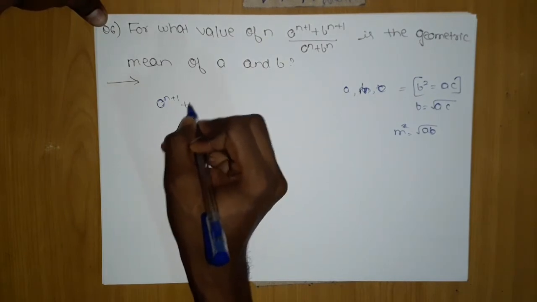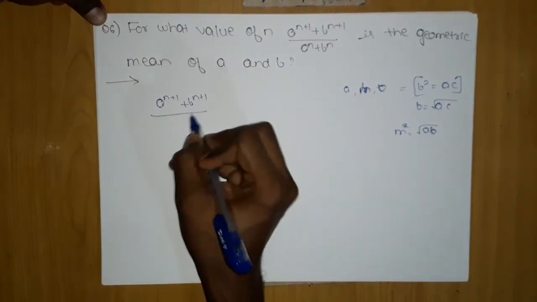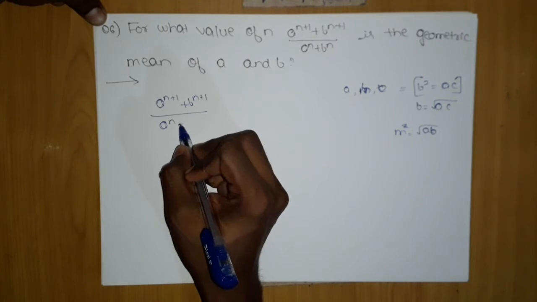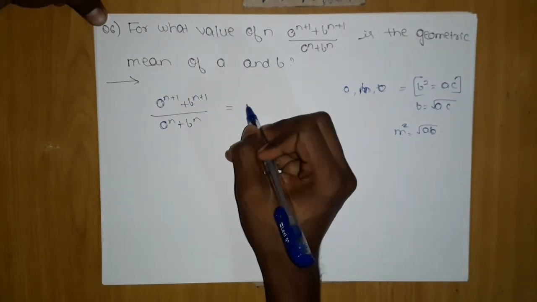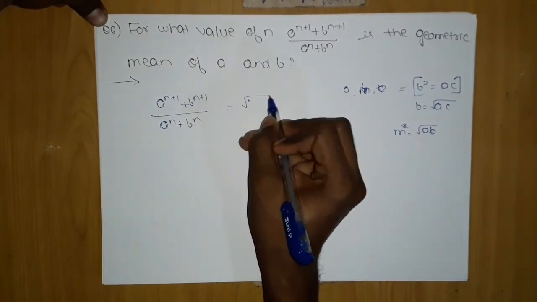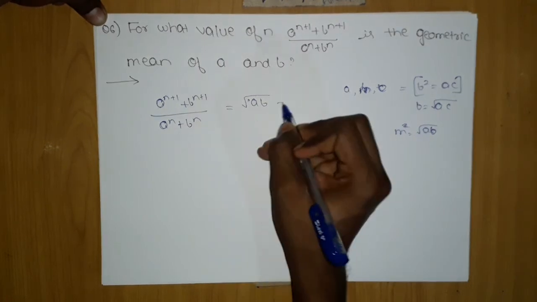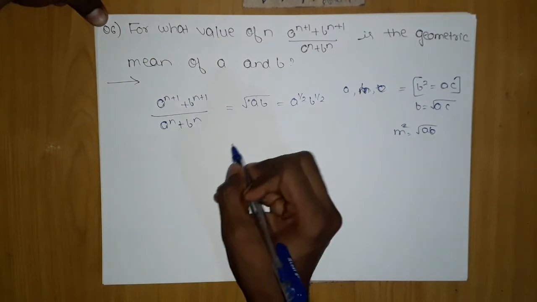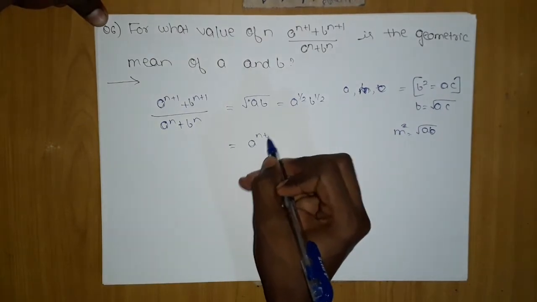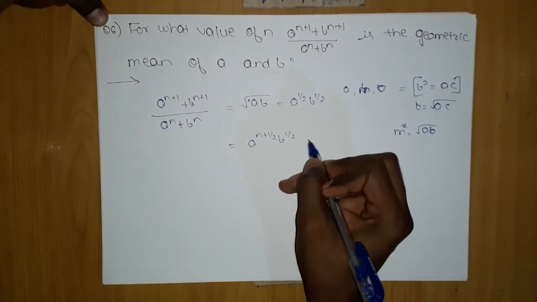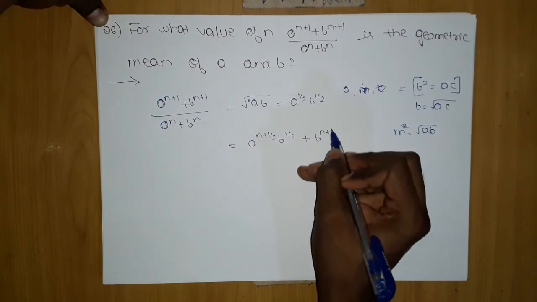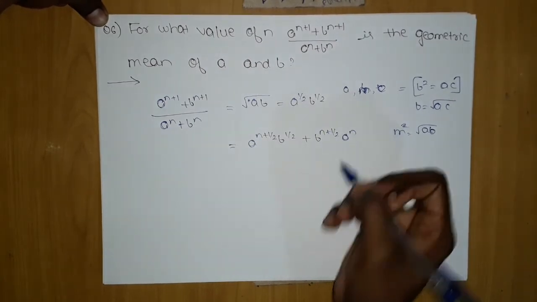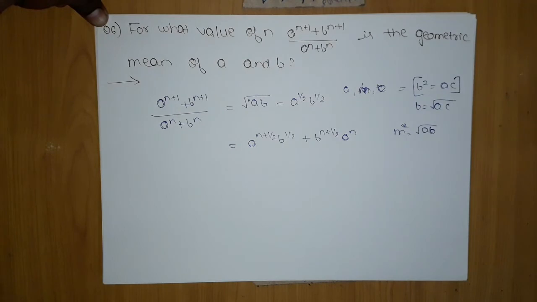So I will just equate them. (a^(n+1) + b^(n+1)) upon (a^n + b^n) should be equal to under root AB, which we can write as a to the power 1 by 2, b to the power 1 by 2. If I multiply this to that side, what do I get? a^(n+1/2) into b^(1/2) plus b^(n+1/2) into a^(1/2), further on, what can we see?